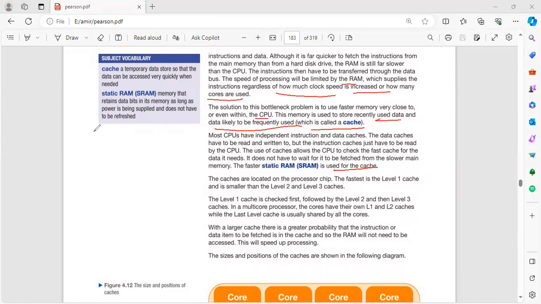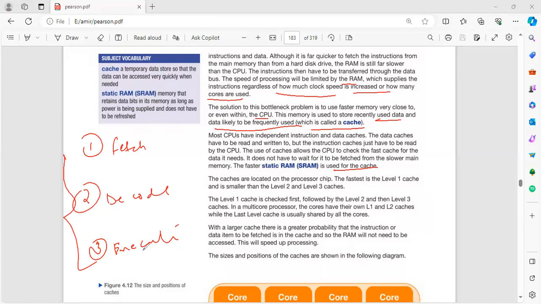So basically, the first step of the CPU getting an instruction is called fetch. The second is decode, and the third is execute. Every time, the CPU performs these steps whenever it gets an instruction from the main memory. The main memory, I mean RAM, is slower, so that is why computer engineers have introduced cache. As I told you, remember, cache exists between the processor and RAM.